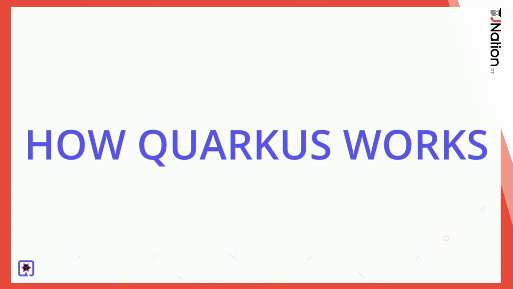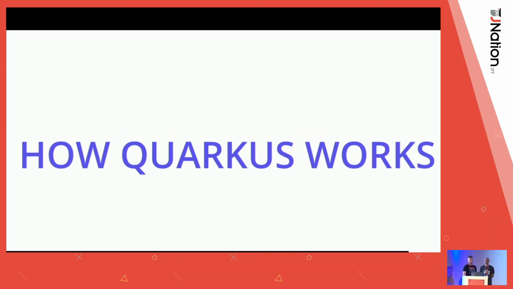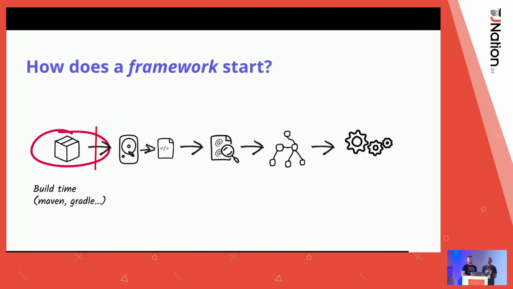So how do we do that? Well, it's not just marketing speak. Quarkus's whole architecture has been designed around starting fast and using less memory. Now, when you think about how a normal Java framework starts, traditionally you have your build time, so Maven and Gradle build the application, and then once you've built it, you try and start it.